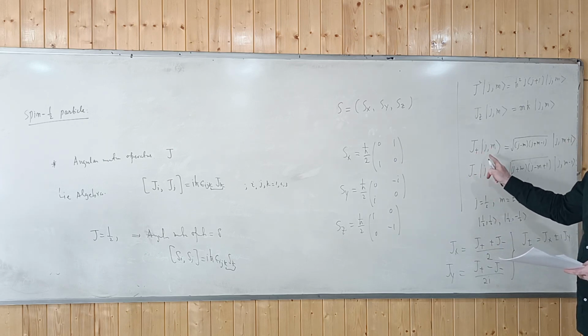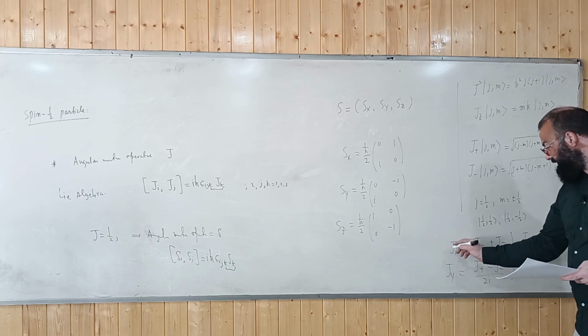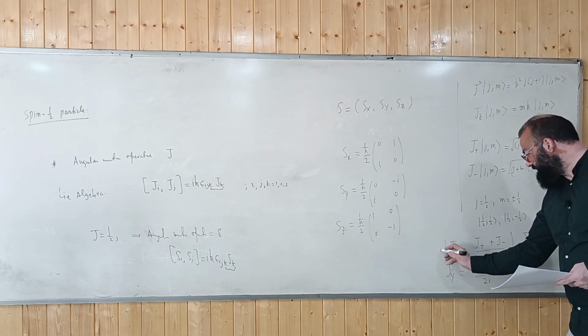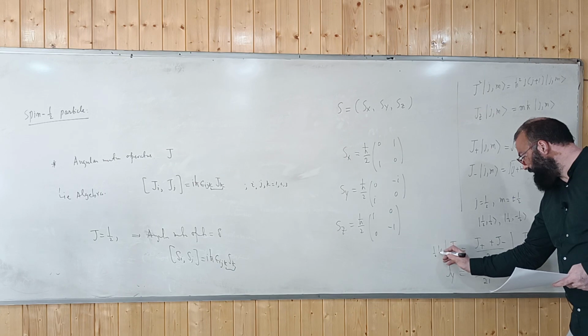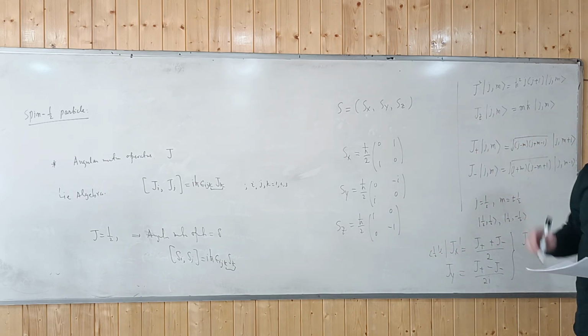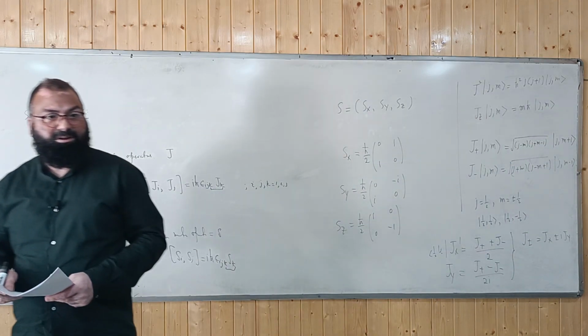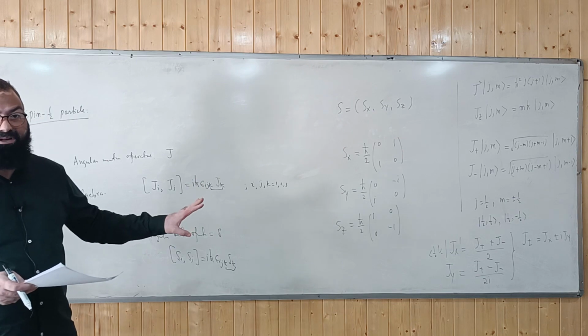J plus acting on this state. You take now the matrix elements, let's say all the possible matrix elements between the half states, and you will be able to figure out the matrices. So this is how we define the matrix representation of these spin operators.